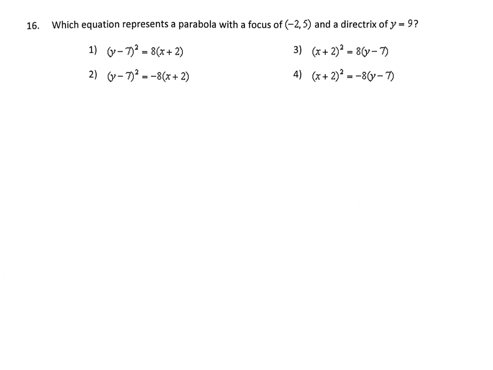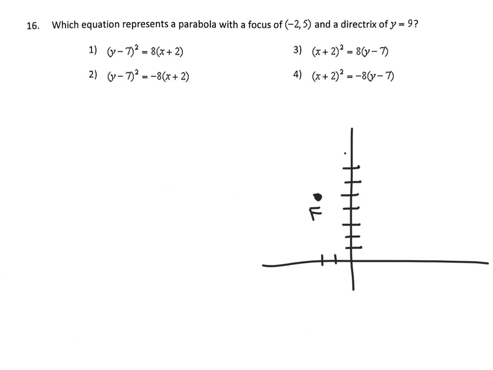Okay, so they want to know which of these equations represents a parabola with a focus of negative 2, 5 and a directrix of y equals 9. I like to graph this out. So we have a focus of negative 2, 5. That's our focus, and we have a directrix at y equals 9. It's going to look like this. This is our directrix, and this is our focus.